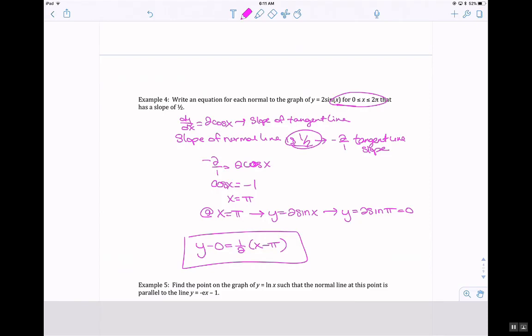So you're probably trying to figure out why we did all of this process for example 4. What we were given was the slope of the normal line, but we weren't given the coordinate point. Remember, when we write the equation of a tangent line or a normal line, you have to have a coordinate point and a way of finding the slope of the tangent and the normal line. Because I wasn't given my coordinate point, I had to find it using the fact that I knew what the slope was equal to. Okay.